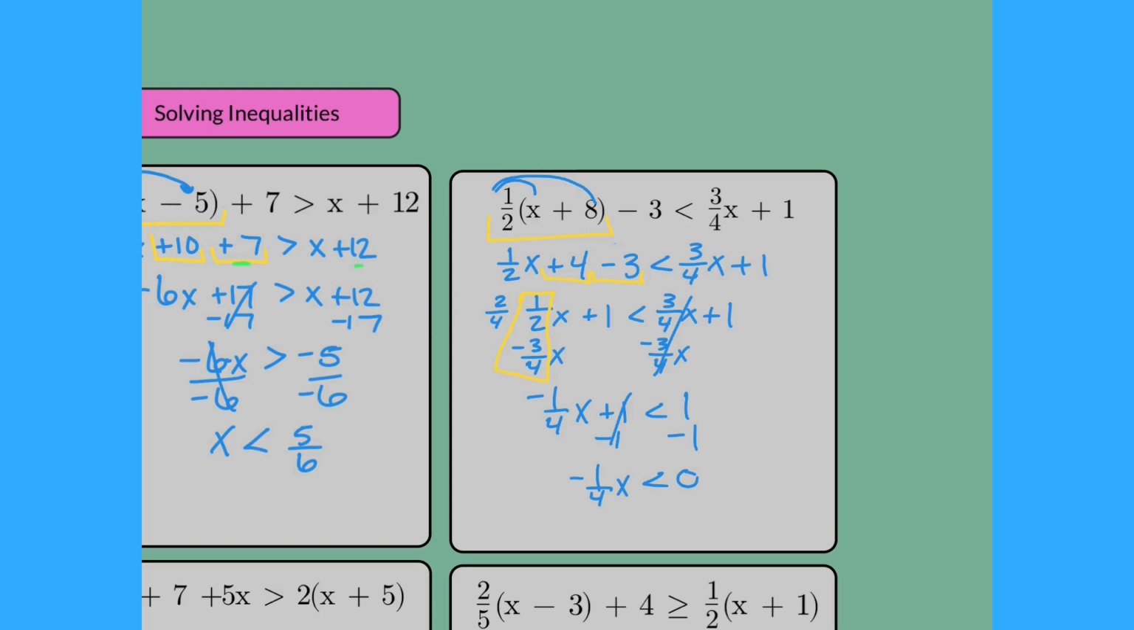And then x is still being multiplied by negative 1/4. So the opposite is to divide by negative 1/4. Or remember, you can multiply by the reciprocal. We're going to divide both sides by negative 1/4. And because I divided by a negative, that inequality sign is going to flip around and become greater than. And then 0 divided by negative 1/4 is just 0. So if you end up with a 0 in a problem, don't think you made a mistake, and that doesn't mean there's no solution. It just means the answer could be 0.